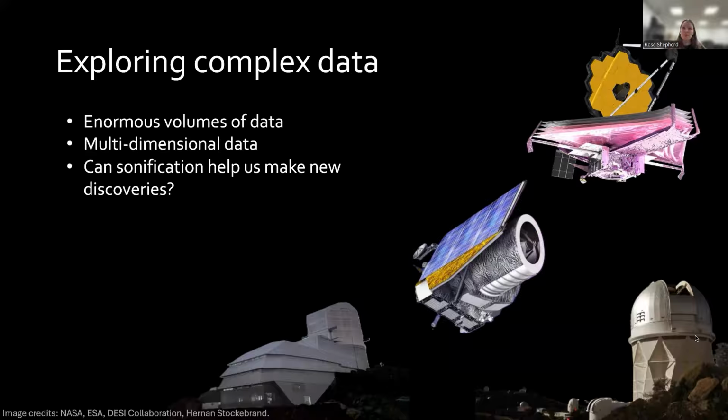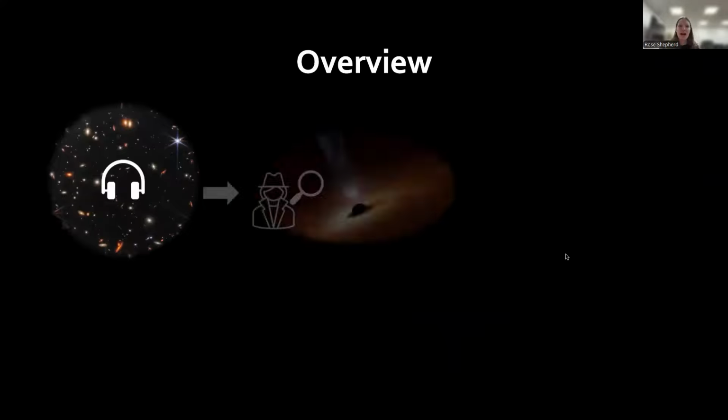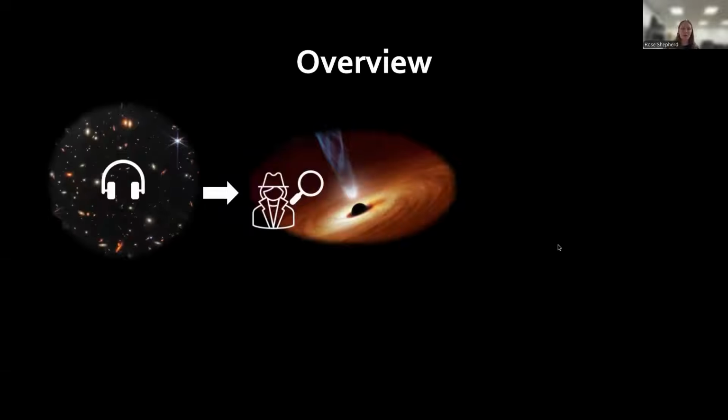This telescope in the bottom right is called DESI, the Dark Energy Spectroscopic Instrument. The data that I'm using in my project comes from this, which I'm going to talk about a bit later. So going back to our overview, I've introduced what sonification is and hopefully maybe convinced you as to why it could be useful. And now I'm going to talk about the hidden black holes that I'm looking for.